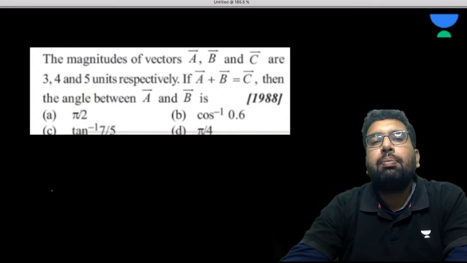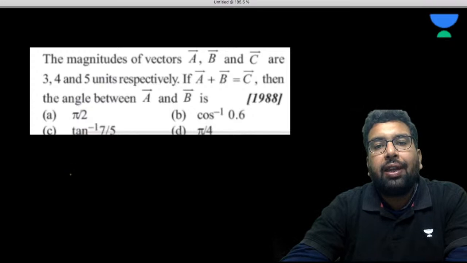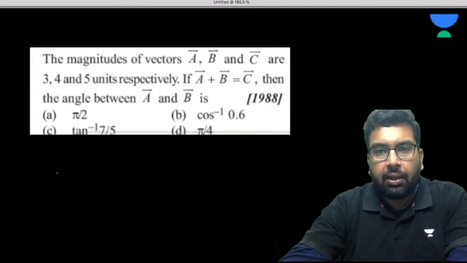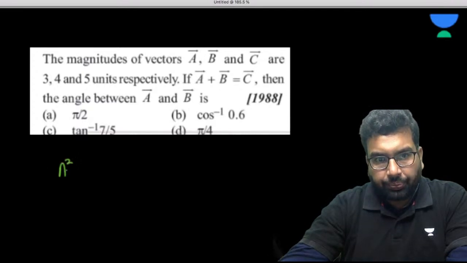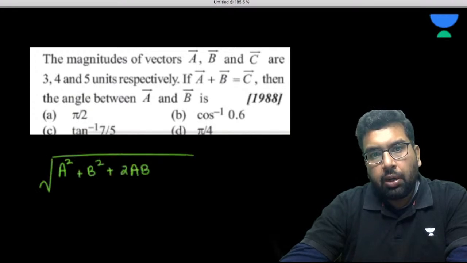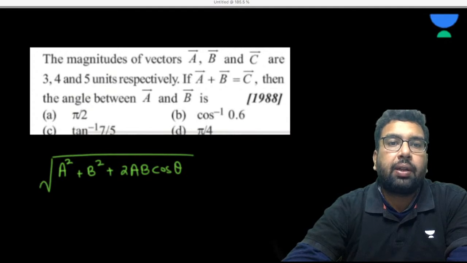It says the magnitudes of vectors A, B, and C are 3, 4, and 5 units. If vector A plus vector B is equal to vector C, what is A plus B? It means the resultant of A and B, right? So the resultant of A and B is what? Sir, it is root over A square plus B square plus 2AB cos theta. Do you agree to it or not? Yes or no? Is it right or wrong?